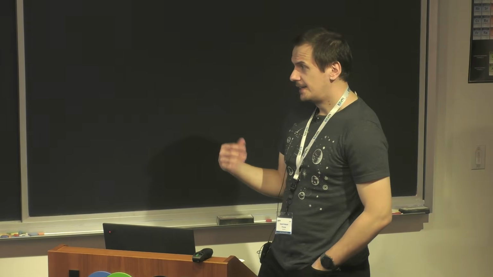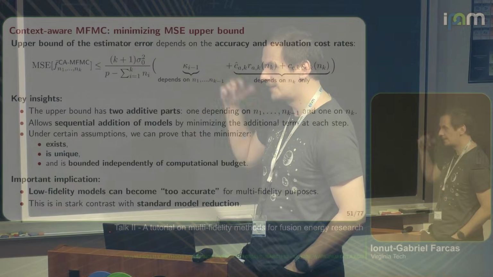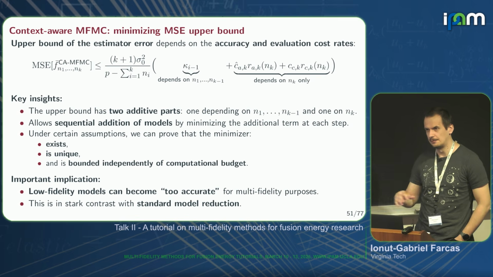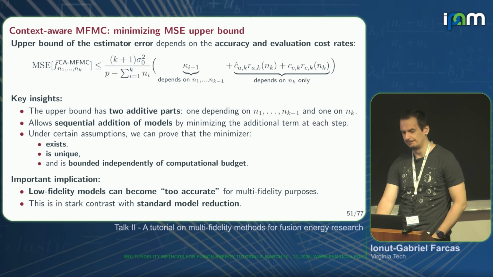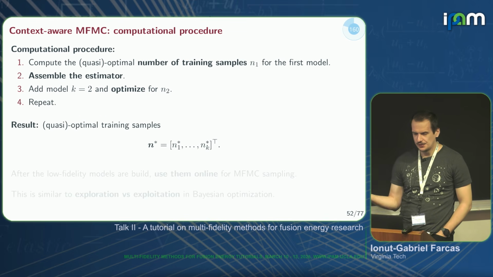Right, so the implication of the last thing is that these low fidelity models can be too accurate. And this is very much in contrast to standard model reduction. In model reduction, we target accuracy. Of course, cost is important, but the main driver is accuracy. Here, both accuracy and cost are important. That's really the punchline.